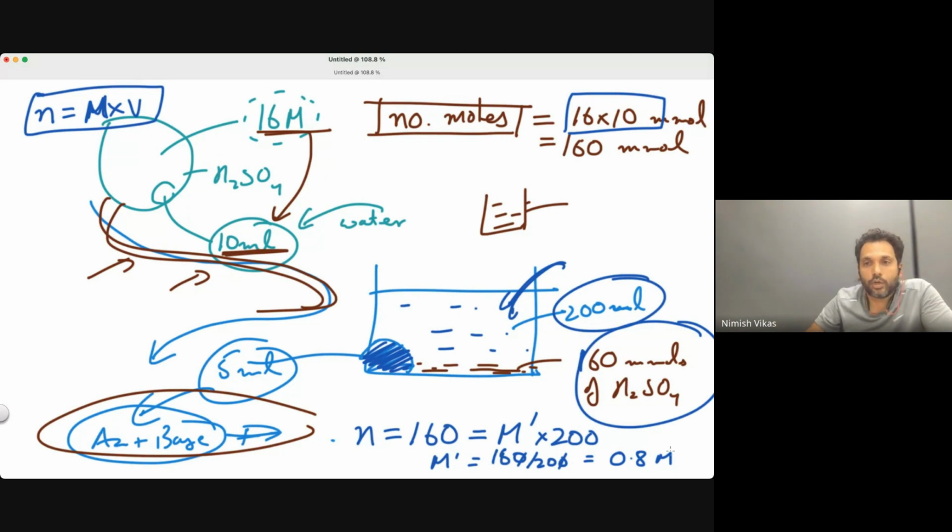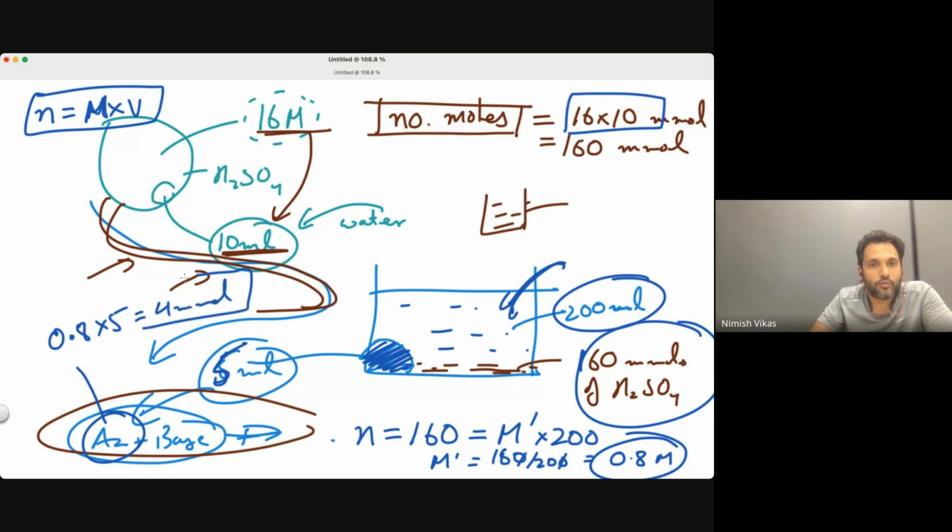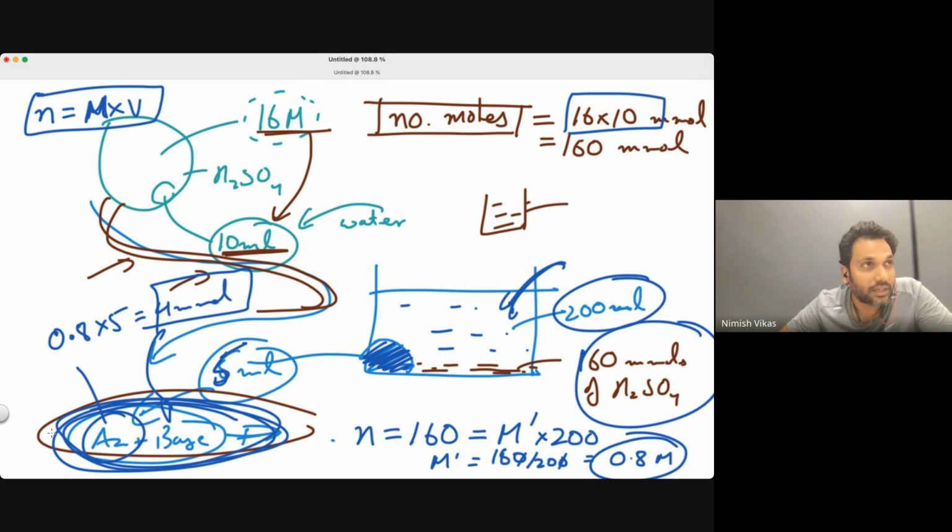So you get the new molarity as 0.8. Then I'm using 5 ml of the new solution. How many moles of the acid have I taken out? The number of moles I have taken out is 0.8 into 5, so 4 millimoles. Now 4 millimoles is going to react with how much base. Your stoichiometry starts over here. Is that clear, guys?